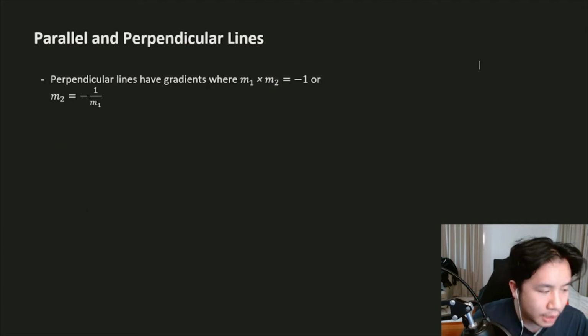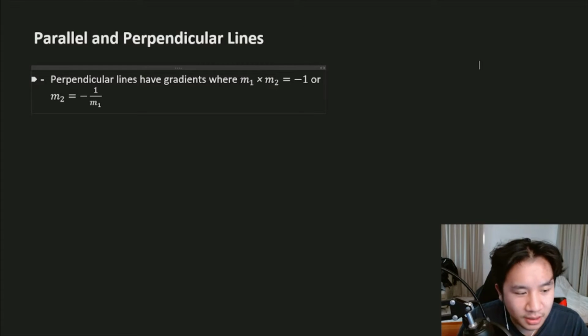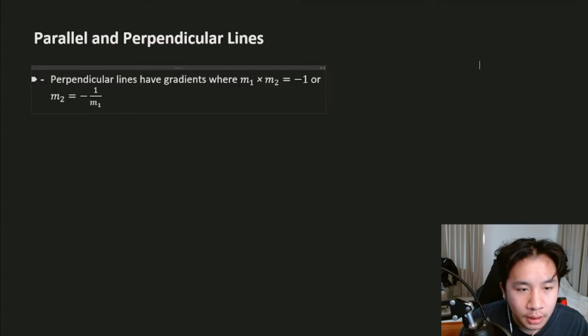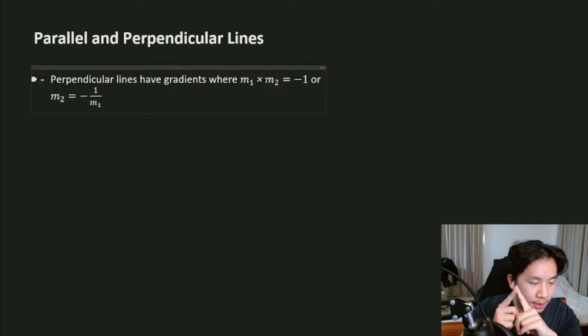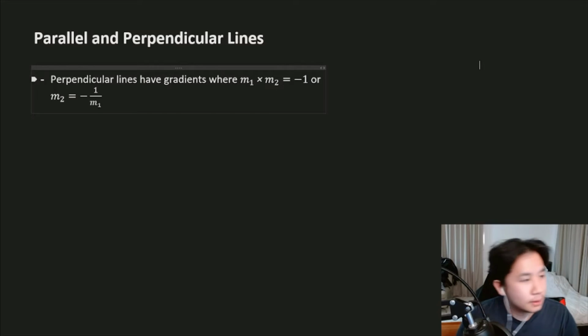All right, let's talk about perpendicular lines. This one's a bit different because for perpendicular lines, the rule's not the same. Here it tells us that perpendicular lines have gradients where m1 times m2 equals minus 1. That's just saying that when you multiply the two gradients of the lines, they must equal minus 1. Or m2 equals minus 1 over m1. And I'll explain what that is.